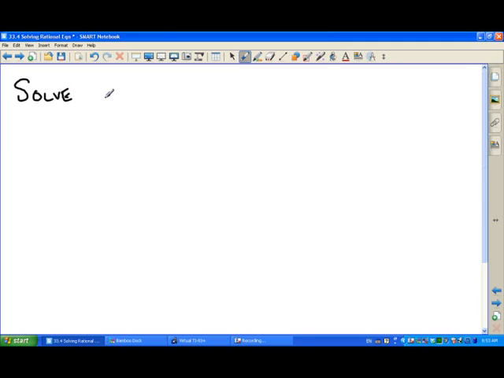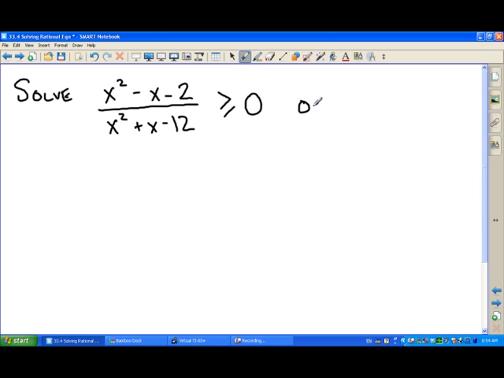What I'd like you to try is an inequality question. I'd like you to solve this inequality on your graphing calculator. So we're trying to find out when x squared minus x minus 2 all over x squared plus x minus 12 is greater than or equal to 0. We will do this in class tomorrow as our opening exercise, but I would like you to try this ahead of time.